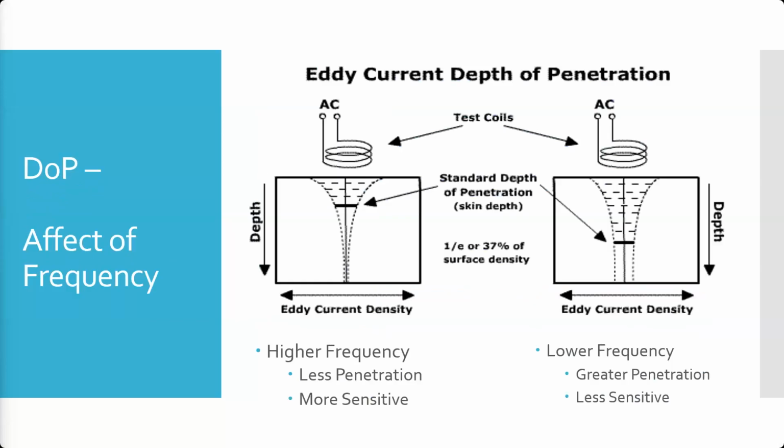So here's what that looks like. On the left here, we have a high frequency, same probe, same material. We're using a higher frequency. It's going to have less penetration, but what it is going to do is it's going to be able to find smaller flaws. So the higher the frequency, the more sensitive our test is. But we're not going to find the flaws deeper in the part. We're going to find smaller flaws near the surface.